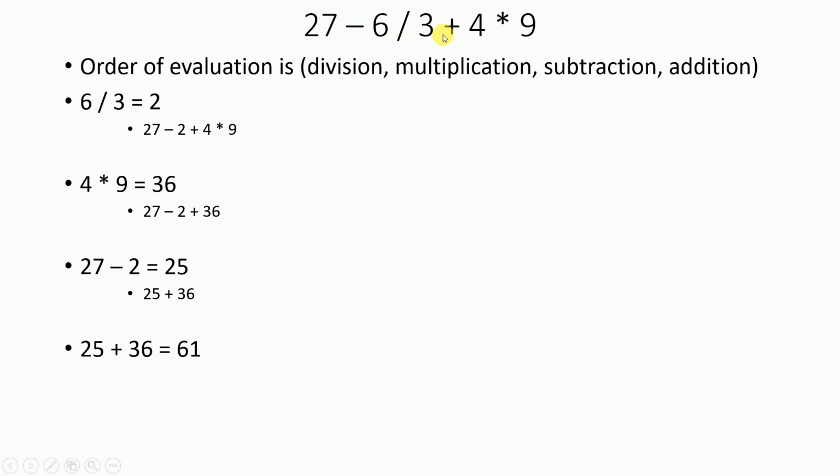And you have to proceed from left to right, but you have division and multiplication operators which have higher priority compared to addition and subtraction. So this division will be performed first, and 6 by 3 is 2. So 27 minus 2 plus 4 into 9. So 4 into 9 will be evaluated to 36. Then 27 minus 2 is 25. Then 25 plus 36 is 61.